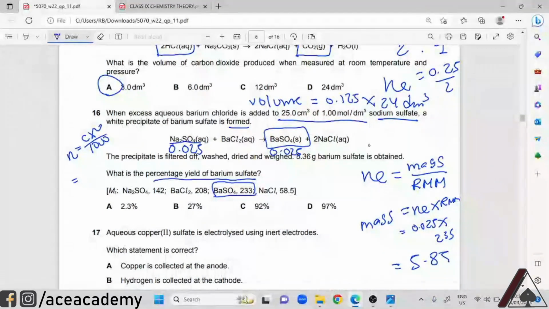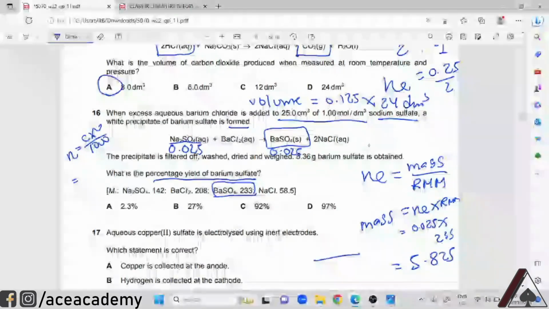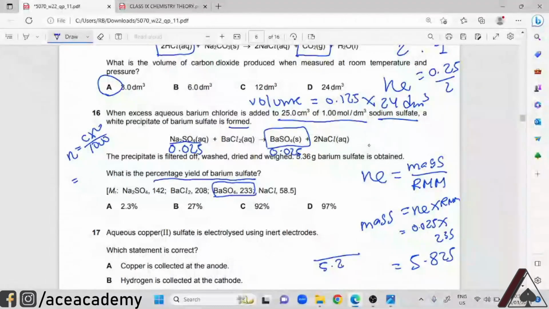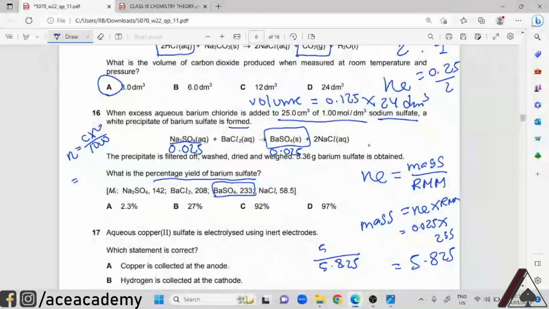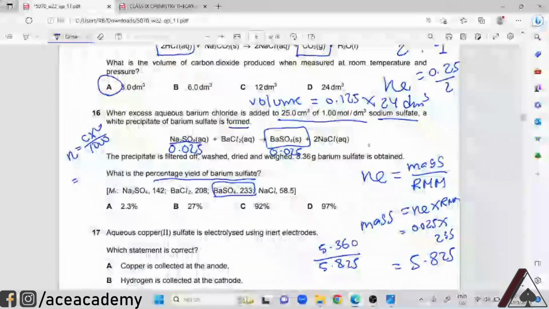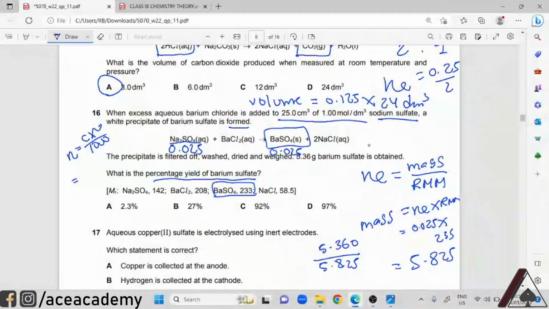And we know that in order to calculate the percentage yield, we have to divide the mass that we have received in actual by the theoretical mass that we are supposed to receive, and then multiply it by 100, and this will give us something like 92%.